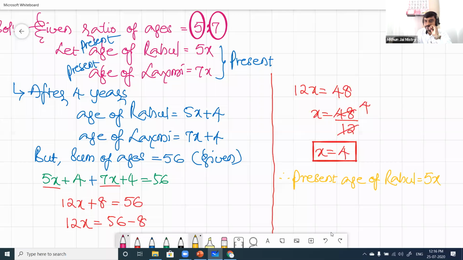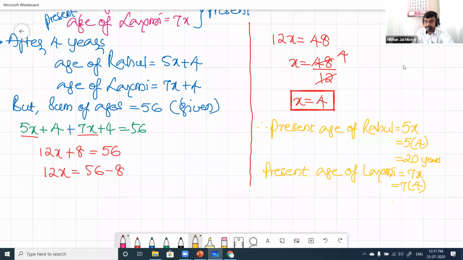5x, that is nothing but 5 into 4. 5 into 4 is what? 20. So as it is age, we can write years, 20 years. At the same time, we need to find even the present age of Lakshmi. So present age of Lakshmi is equal to 7x. So 7x means 7 into 4. What is 7 into 4? 7 4s are 28, 28 years. Yeah, Kaushika, very good. Correct. You gave the correct answer.